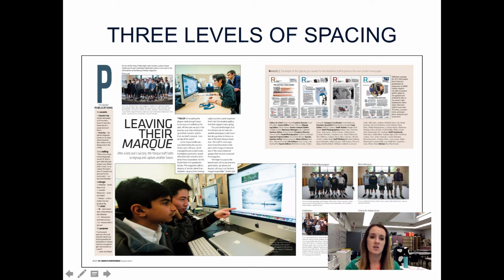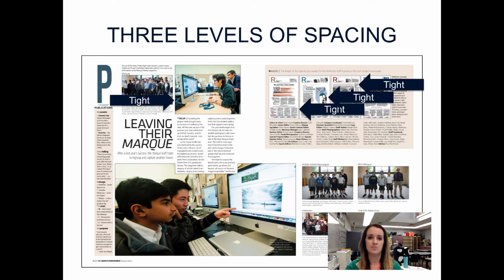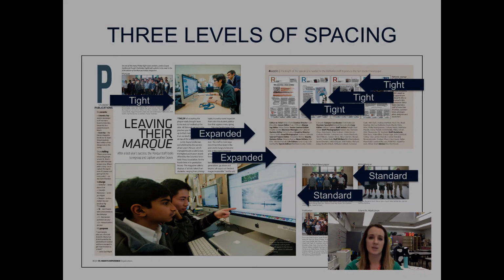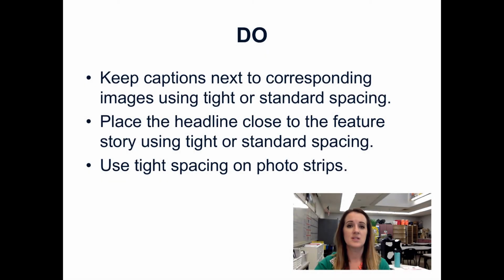All right, so when we look at designing a spread, we really have to look at the levels of spacing and the proximity in relation to how the things are related or unrelated. If they're tied together, they should be essentially tied together with white space. If they're unrelated, we need to make sure that they look like they're unrelated with the white space. Okay, so tight, tight, tight, standard, standard, expanded, expanded. All right, so things to keep in mind.